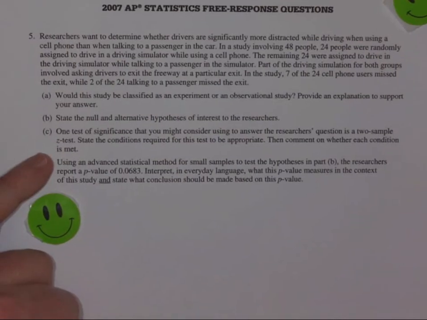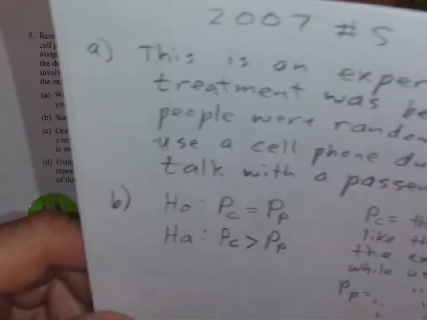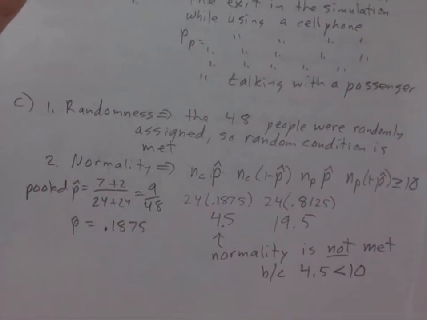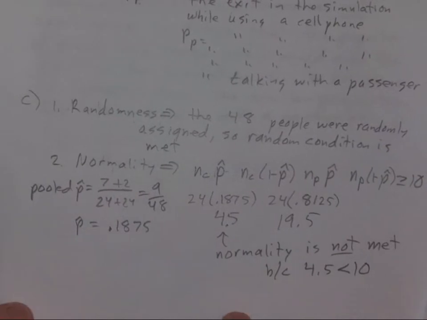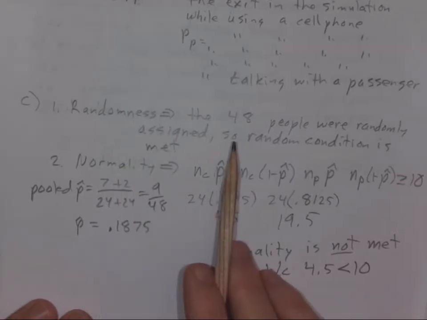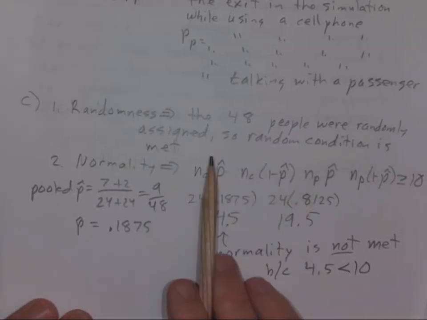And then part C asks us to check the conditions. Now that is SRS, okay? That is SRS, but we did not have to check the independence because we didn't have random selection. We had random assignment. We weren't randomly selecting without replacement from a larger population here. So we had to say randomness: the 48 people were randomly assigned, so random condition met.